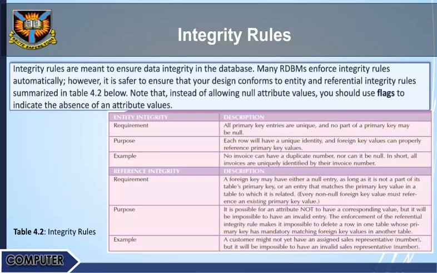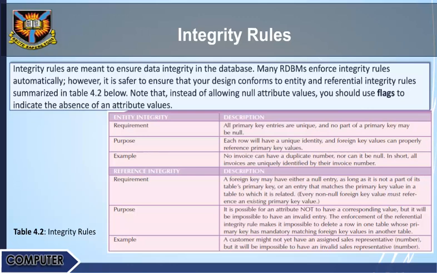Referential integrity. Description. Requirement. A foreign key may have either a null entry, as long as it is not a part of its table's primary key, or an entry that matches the primary key value in a table to which it is related. Every non-null foreign key value must reference an existing primary key value. Purpose. It is possible for an attribute not to have a corresponding value, but it will be impossible to have an invalid entry. The enforcement of the referential integrity rule makes it impossible to delete a row in one table whose primary key has mandatory matching foreign key values in another table.